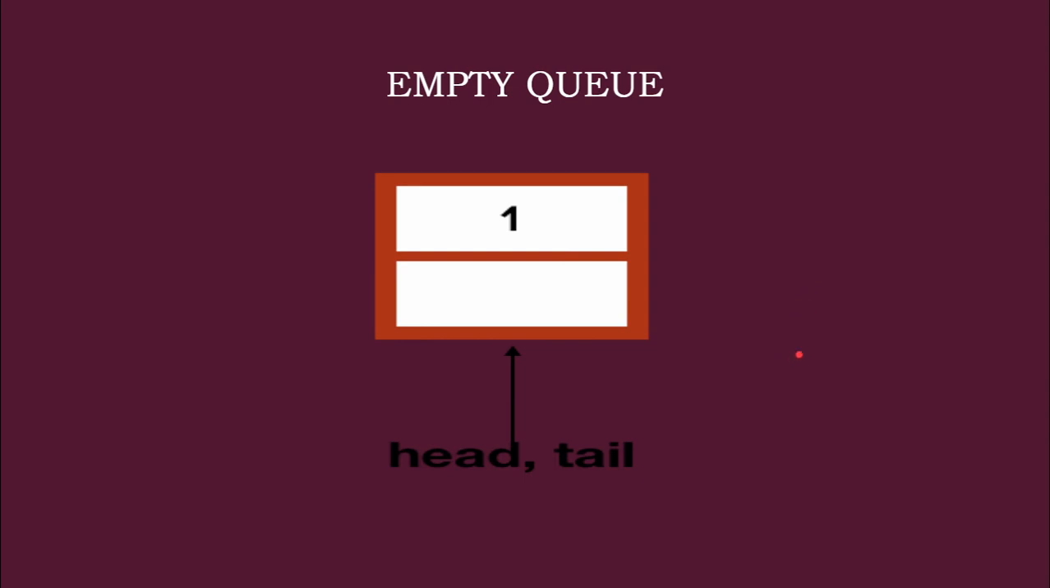So that's the simple concept of how the queue is represented using the array and the linked list. It's a simple representation, easy to follow, and thanks for watching.